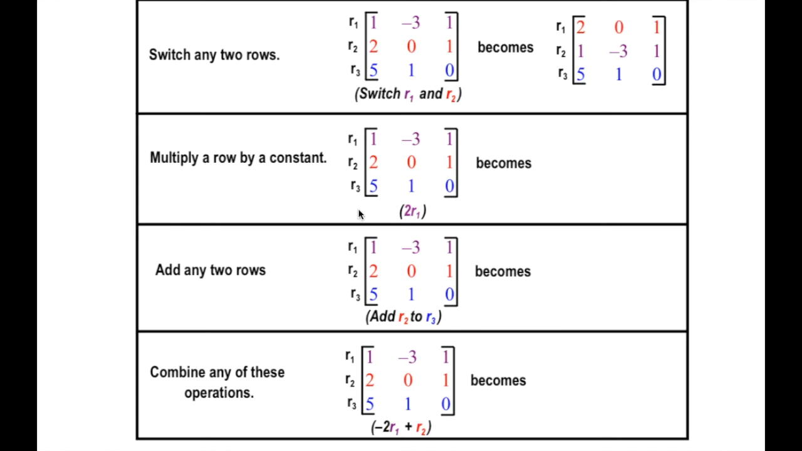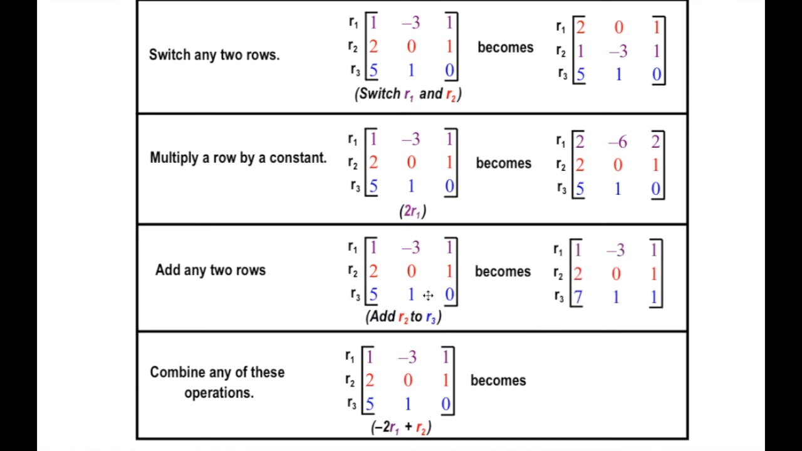Another thing we can do is we can multiply any row by a constant. In this example, I've multiplied row 1 by 2. So row 2 and 3 stay exactly the same, but I've doubled row 1. We can add any two rows together. In this example, I'm adding row 2 to row 3, so the only thing changing is row 3. And row 3 becomes 7, 1, and 1.